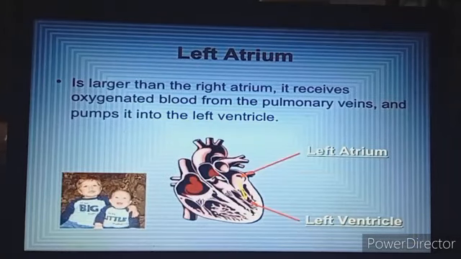Then the left atrium is larger than the right atrium, and it receives oxygenated blood from the pulmonary veins. From where does this pulmonary vein bring the oxygenated blood? It brings the oxygenated blood from the lungs. Now this oxygenated blood, when it reaches the left atrium, is then pumped into the left ventricle.